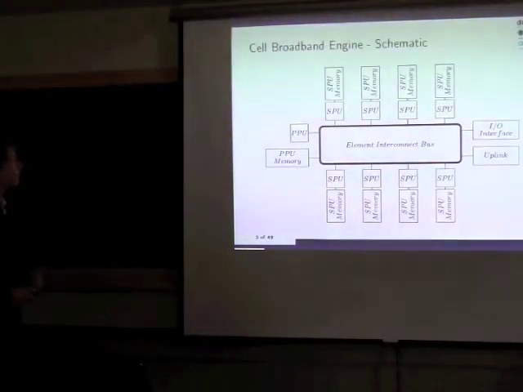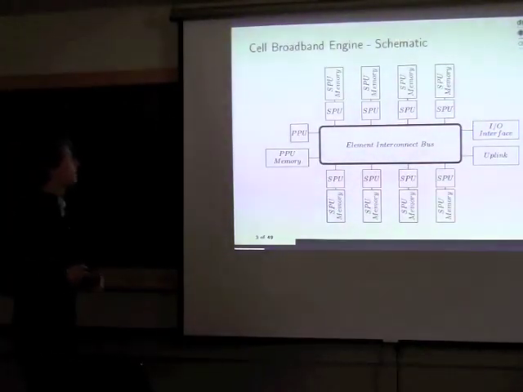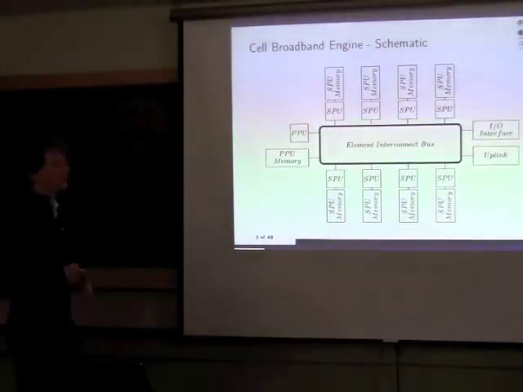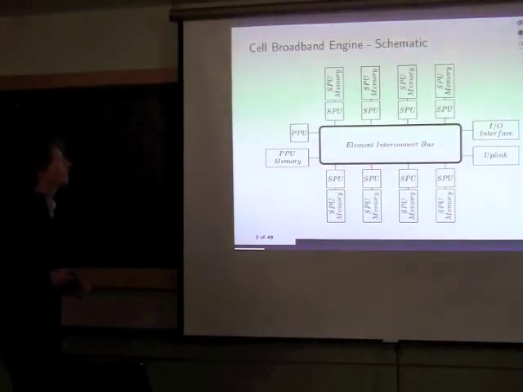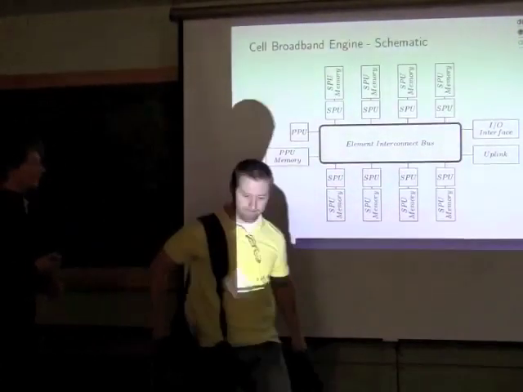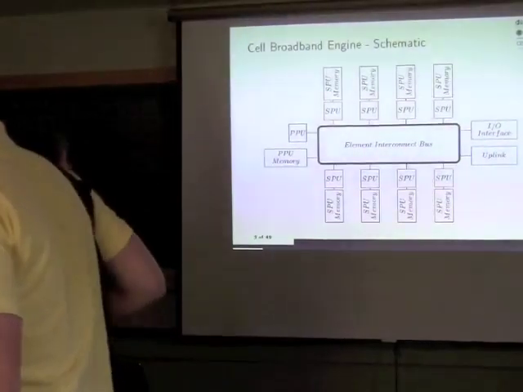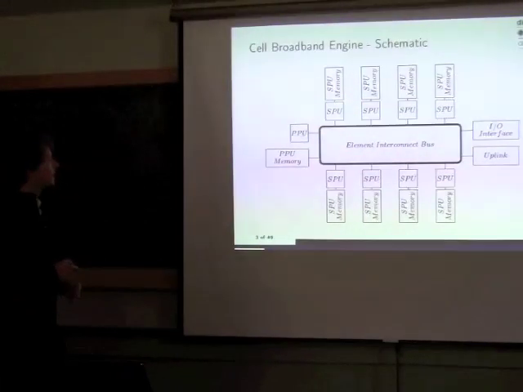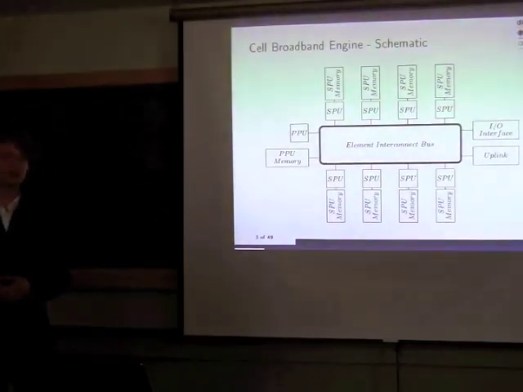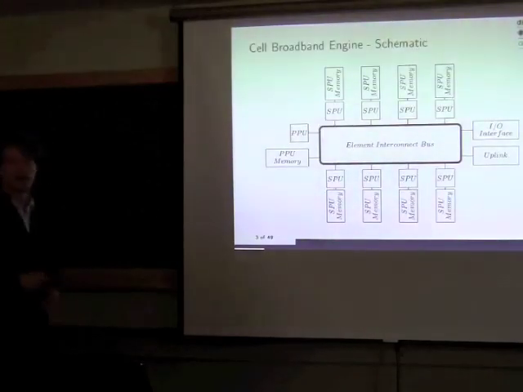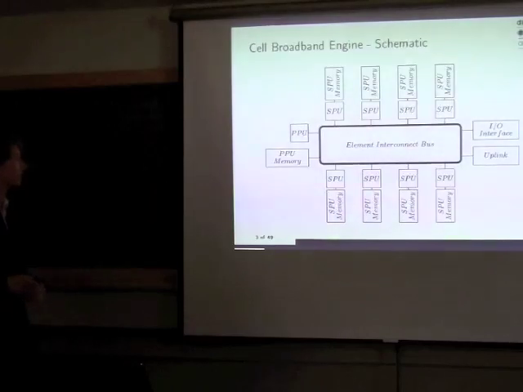Here's a simple schematic. The Cell Broadband Engine consists of one PPU, or power processing unit or element. During this talk I will say PPU or PPE, and SPU or SPE, interchangeably. It's just unit or element. So it has one power processing core and 8 stream processing cores. You can see them here. Each of the stream processing cores has dedicated memory, which is unfortunately rather small. It's only 256 kilobytes for both code and data. So this is a very big restriction of this architecture.